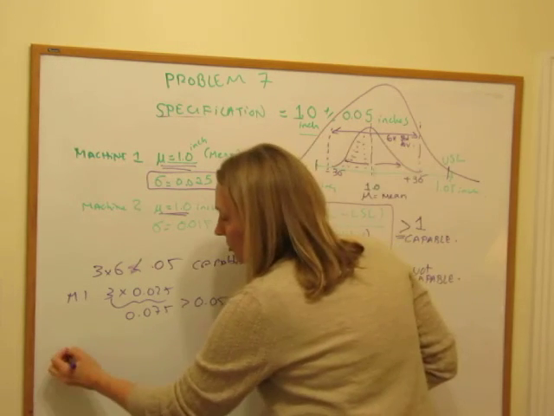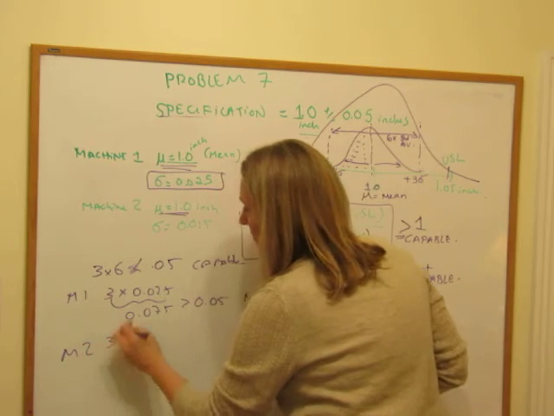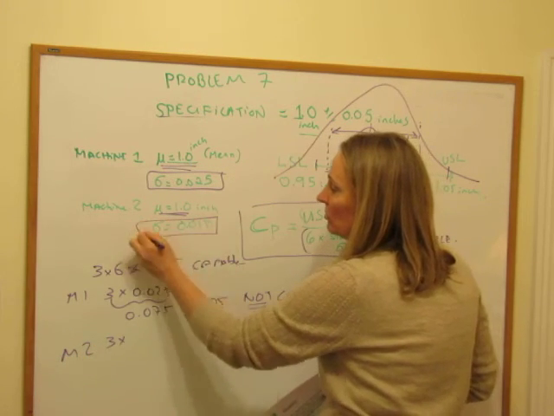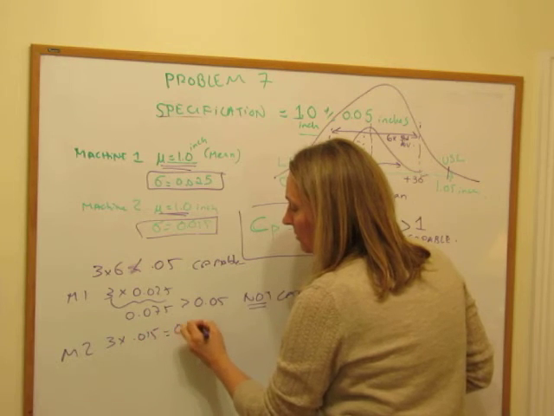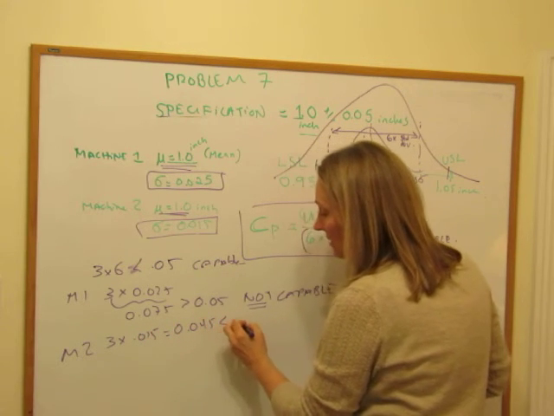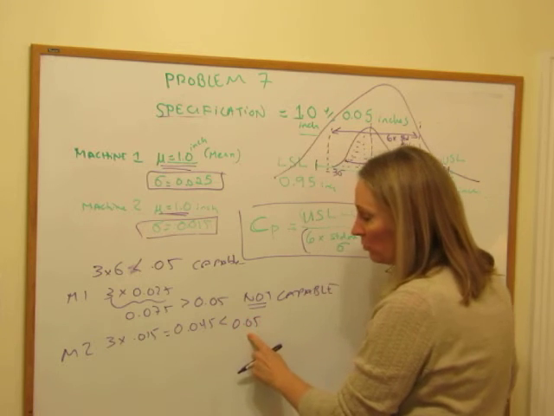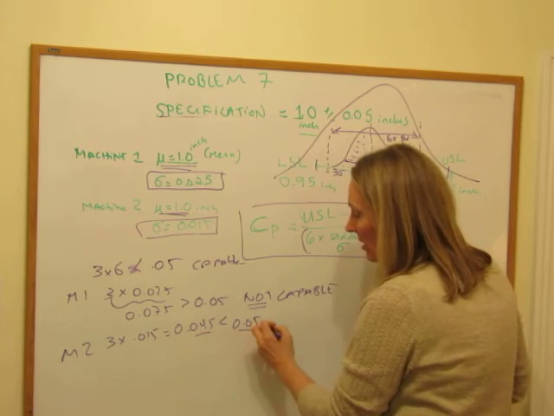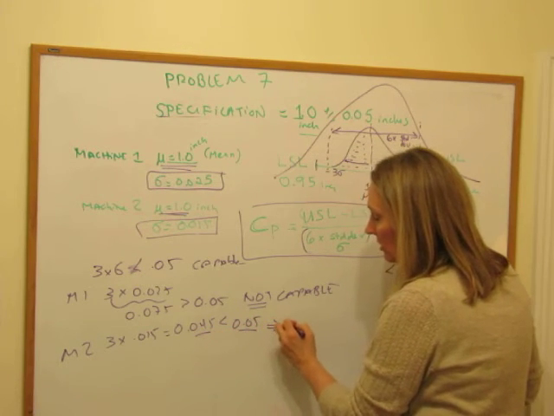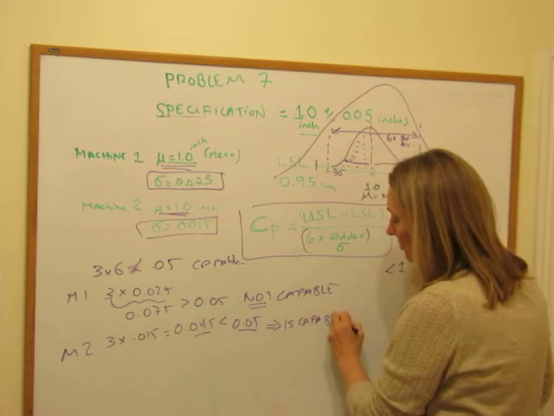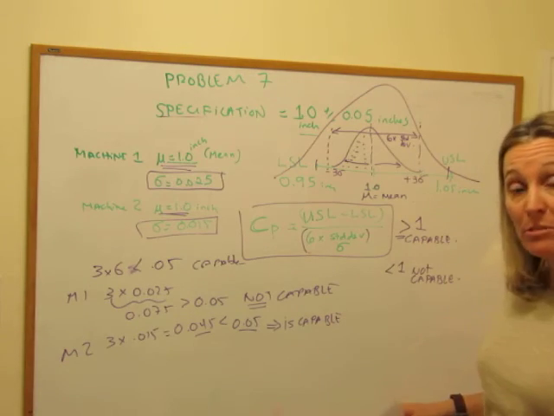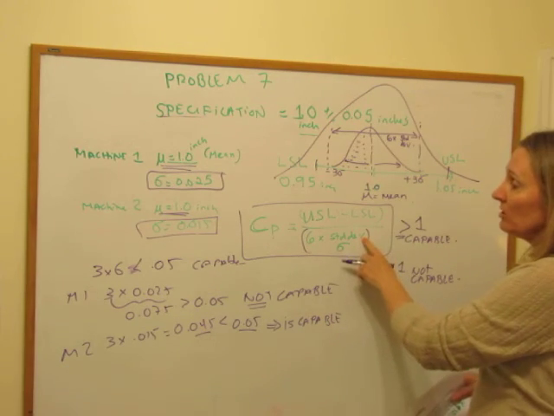And if we look at machine 2, 3 times the standard deviation of machine 2, 0.015, that is equal to 0.045, which is less than the 0.05 that we're allowed. And so therefore this machine is capable. Machine 2 is capable. We could come to the same answer using this equation.